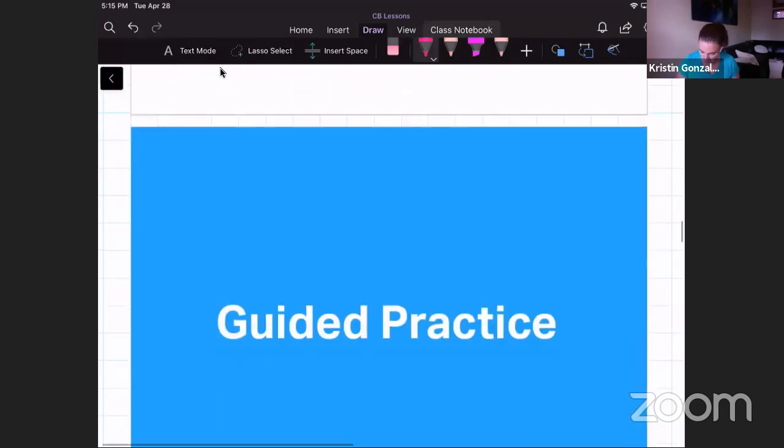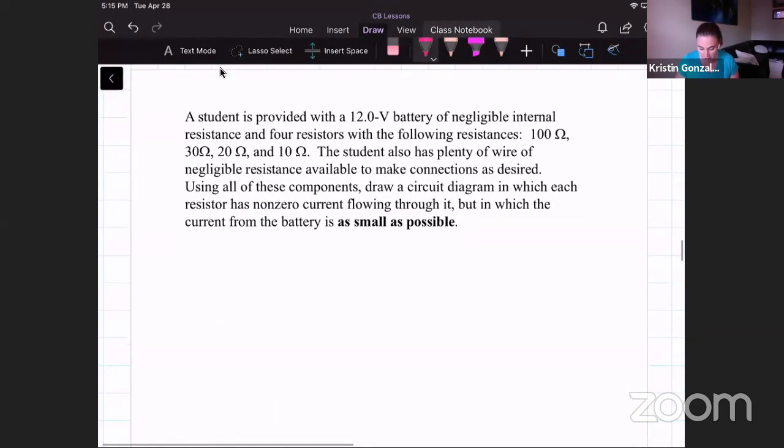All right, so let's look at some actual problems here. The first one is we have a student that is provided with a 12-volt battery of negligible internal resistance, and then 4 resistors.